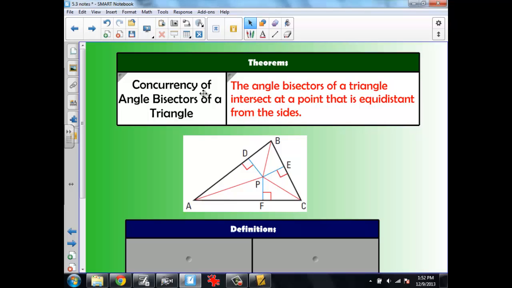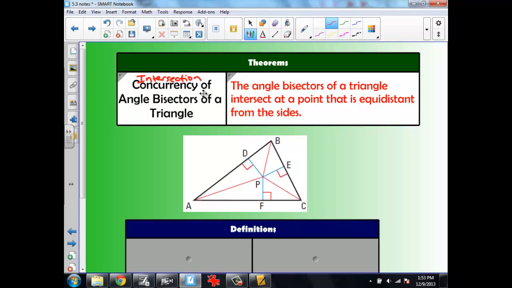Here I have concurrency of angle bisectors of a triangle. What does the word concurrency mean? This is already on your note sheet. On the back, in the box, it says concurrency of angle bisectors. Intersection. Make sure you get it on your paper. Concurrency means intersection. It's the intersection of the angle bisectors of a triangle.